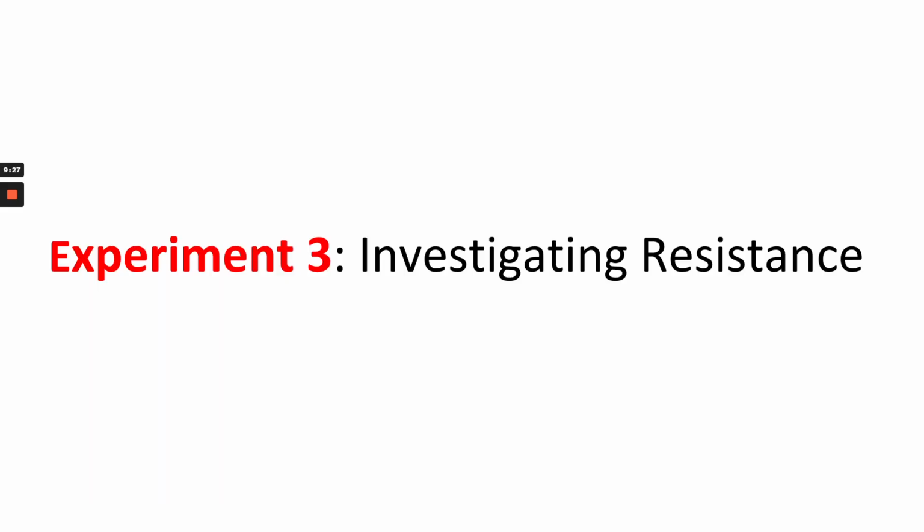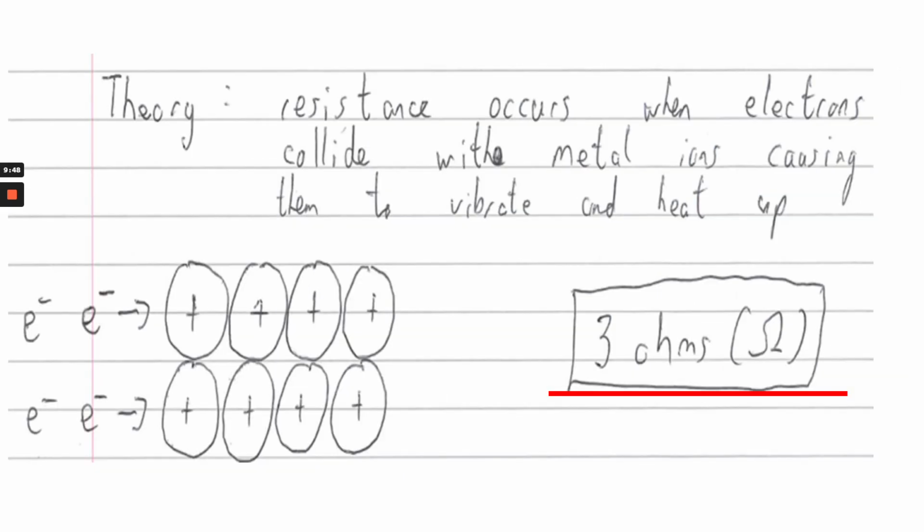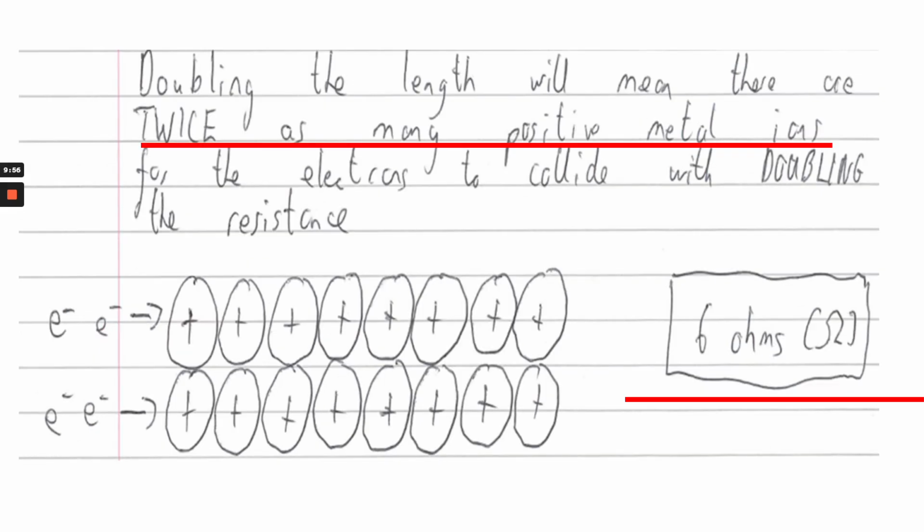Okay, on to experiment 3, investigating resistance. It's basically the longer a length of wire, the more resistance in it, as the electrons have to collide with more and more atoms. So basically, it's directly proportional. If you double the length of wire, you should find that the resistance doubles. So here is a hypothetical situation with just 4 ions, and the resistance is 3 ohms. Now I double the length to 8, and the resistance also doubles to 6, because it's colliding with twice as many positive metal ions. That is resistance.